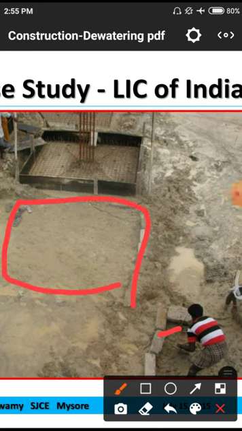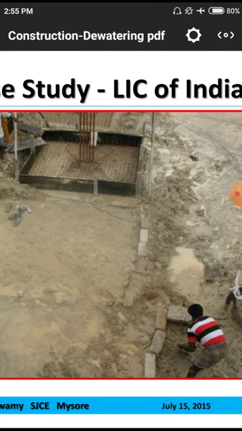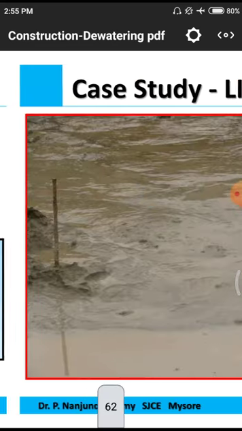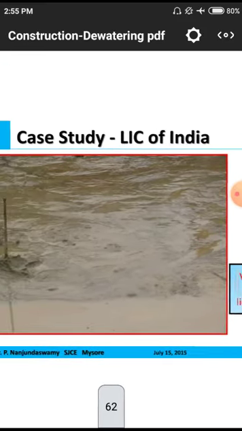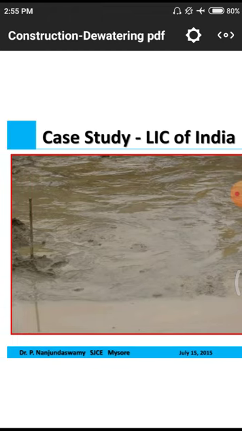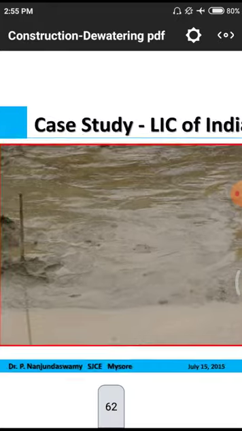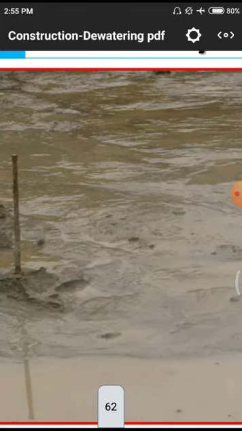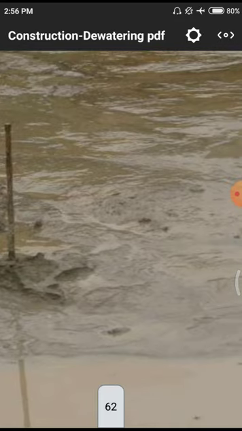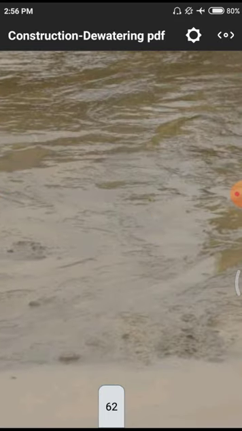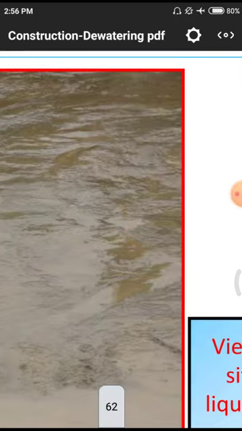Okay, square-like structure. In that particular square-like structure, they have to go for construction of a footing. This is the total view of a site with liquefaction of a soil. That means the total water will be stagnant for a number of days, hours or months, so that the total water will bind with the soil. So it is simply like a jelly-like structure. That means the total water is simply absorbed as a jelly matter.